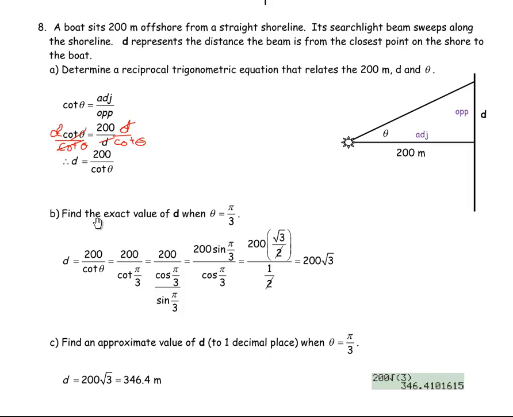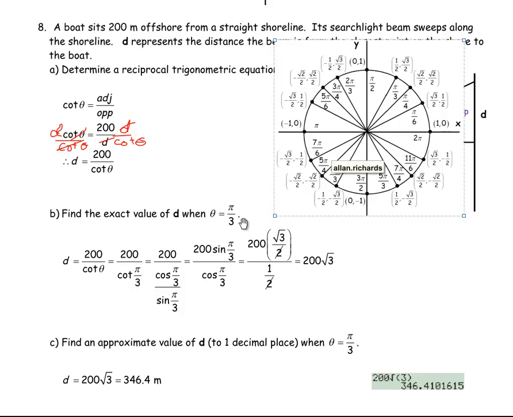In B, you're asked to find the exact value of D when the angle is pi over 3. So we need the unit circle again. So here's the unit circle. So we need to see angle pi over 3, and it's 200 over the cotan of theta. So in order to find the cotan of pi over 3, cotan is cosine over sine. So you need the cosine and sine of pi over 3. Well, the cosine would be a half.